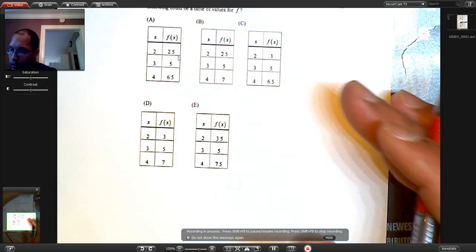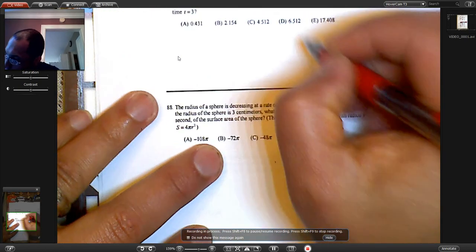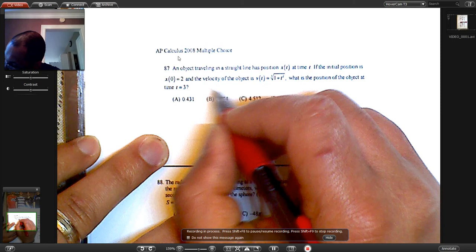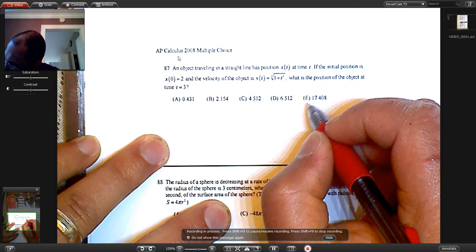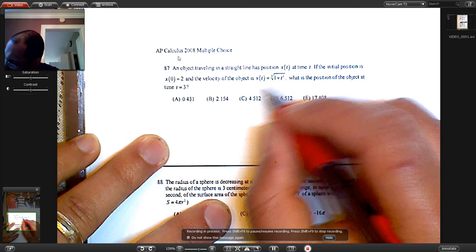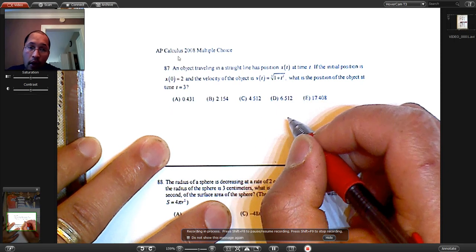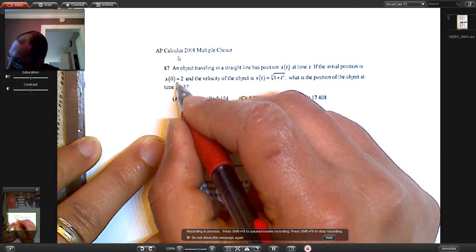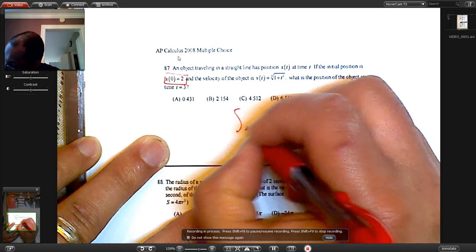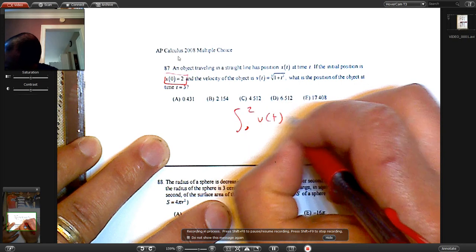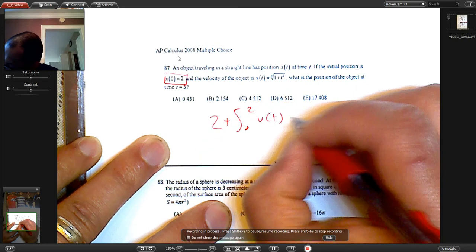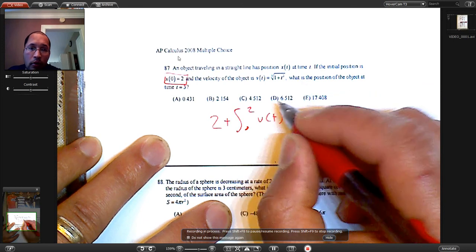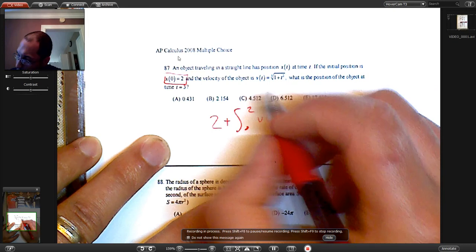Okay, so an object traveling a straight line has position x of t at time t. If the initial position x of 0 is 2, and its velocity is given, what is the position of the object at time t equals 3? Well, you don't want to do a whole bunch of work. Here's a trick. You can either find a position function, or you could just integrate, find the net distance traveled, and know at time 0 it starts at 2. So we can integrate the velocity function and basically add 2 at the end. Yeah? Because that's where it starts. Position. Oh wait, no, we would integrate from 0 to 3 because we want to find out where it is at time 3.